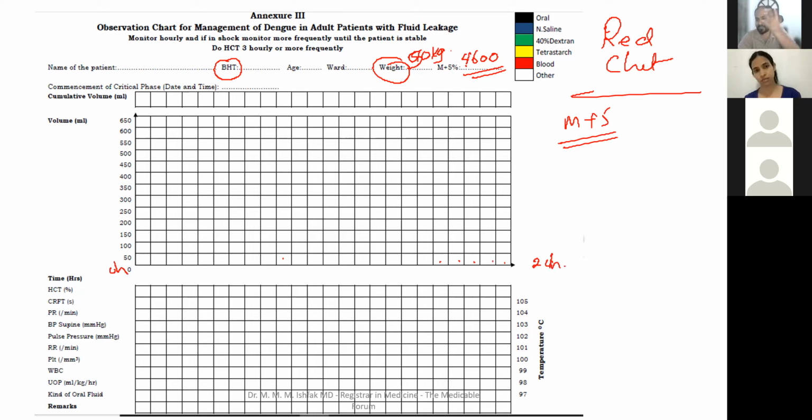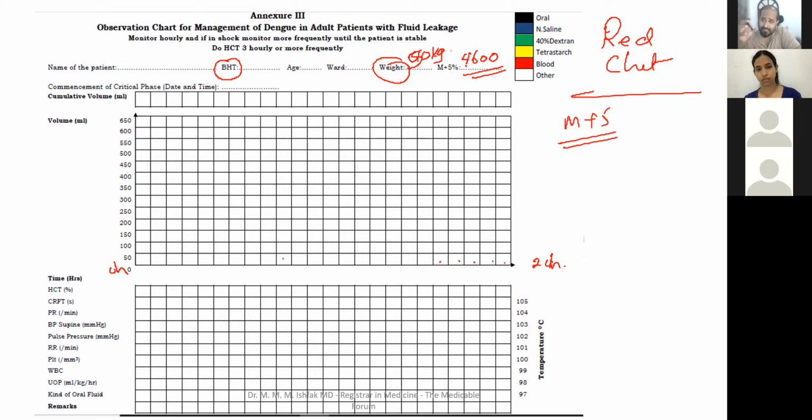So this chart has two sides. This is the first side and the other side. The first side is the first 24 hours. The other side is the next 24 hours, right? So this is the start of the critical phase. This is the 24th hour of the critical phase. Then you turn the chart to the other side, and it starts again from this side. So you start from the 25th hour, then you go on to the 48th hour.